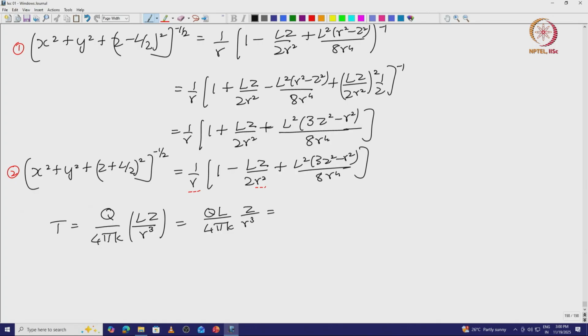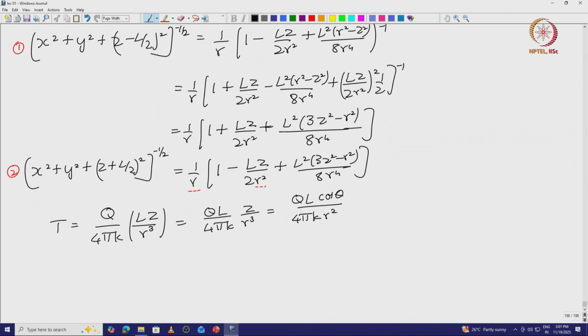Alternatively, Z is equal to r cos theta. So, I will just get QL cos theta by 4 pi k r square. So, that is the temperature field due to a point source and a point sink, in the limit as L becomes very small, L is much smaller than the distance to the observation point. So, I require that L goes to 0 but Q times L is finite for this solution for the temperature field.